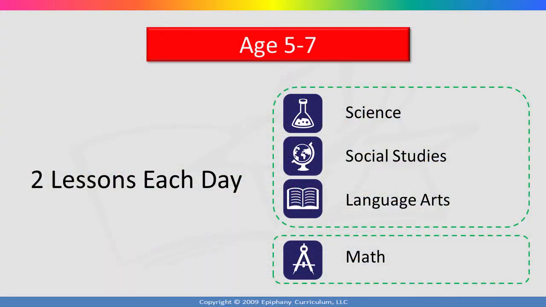The age 5 to 7 level covers science, social studies, language arts, and math. Each day, your child will complete 2 lessons. One lesson includes 3 subjects: science, social studies, and language arts. These subjects are taught in a unit study format that integrates the 3 subjects together and teaches them in a holistic way that enables children to see the connections that exist between subjects. This can also help make the curriculum more engaging and relevant for a child.